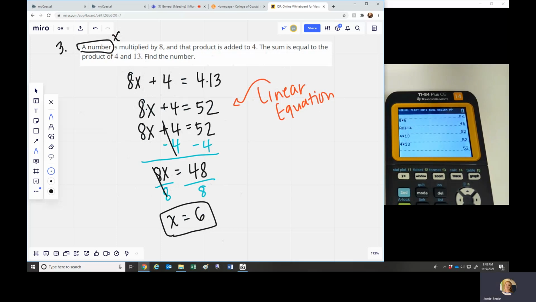I accidentally hit enter twice. That's why that came up twice.